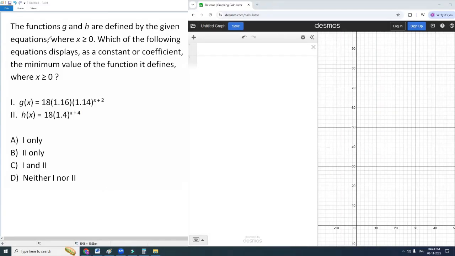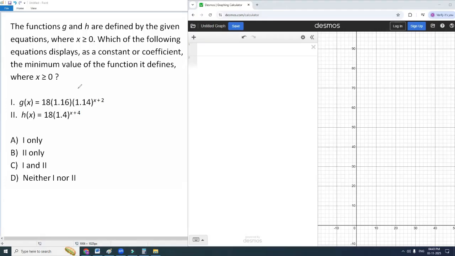Here we have the next problem. The functions g and h are defined by the given equations where x is greater than or equal to 0. Which of the following equations displays as a constant or coefficient the minimum value of the function it defines, where x is greater than or equal to 0? We have 2 functions over here, g of x and h of x, and we have to find the one which displays its minimum value as a constant or coefficient.